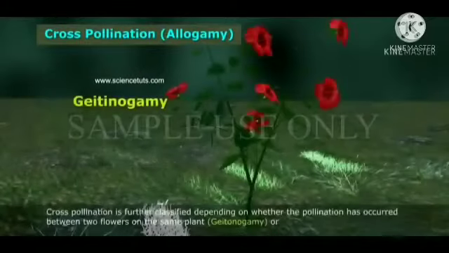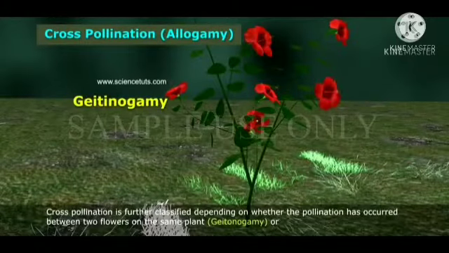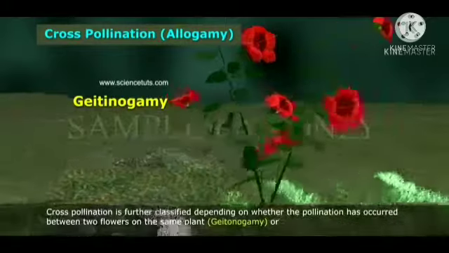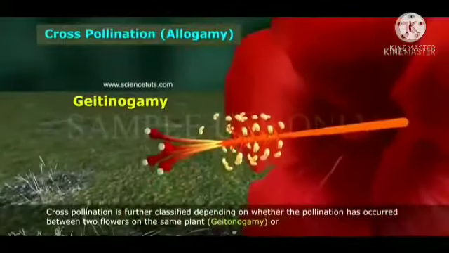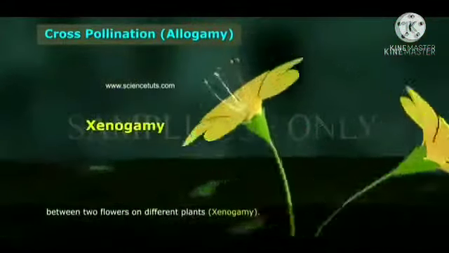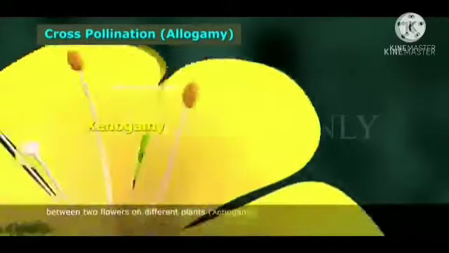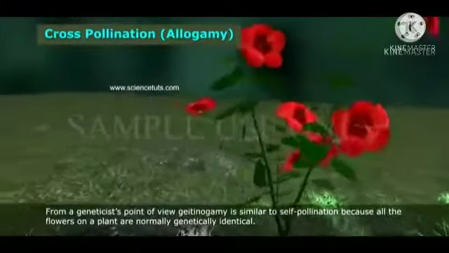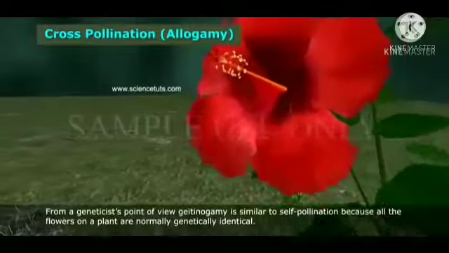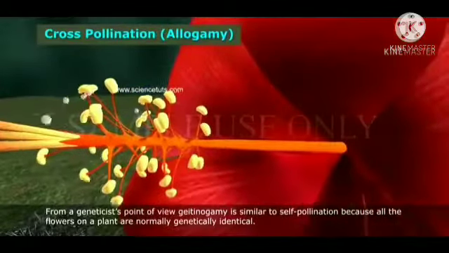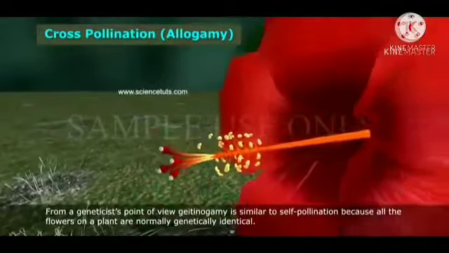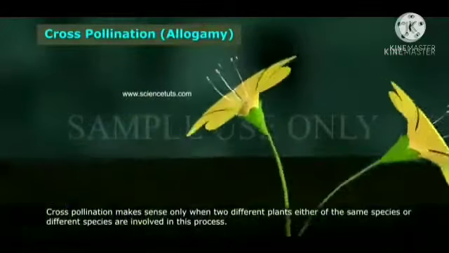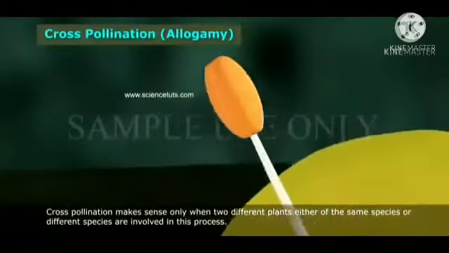Cross-pollination is the transfer of pollen grains, depending on the flowers, from one flower to another different flower. As you can see, this is a simple explanation of cross-pollination. The pollen grains are being taken from one flower to another flower. So this is an example of cross-pollination.